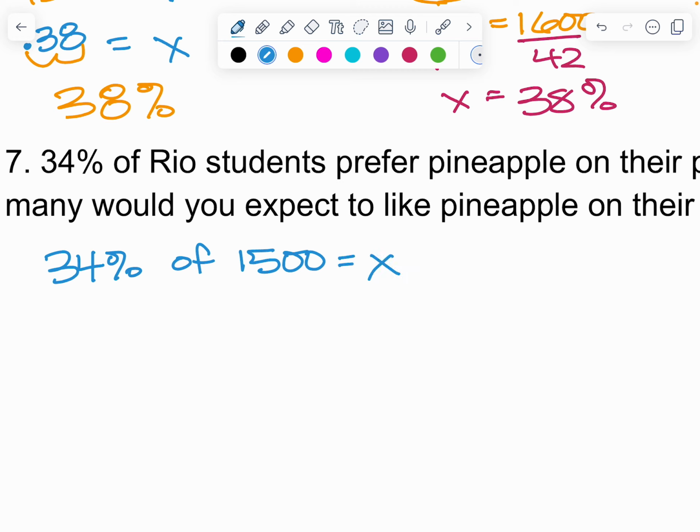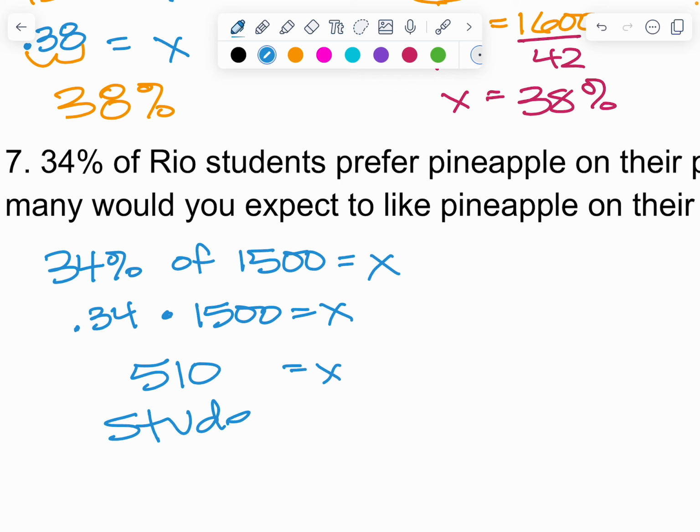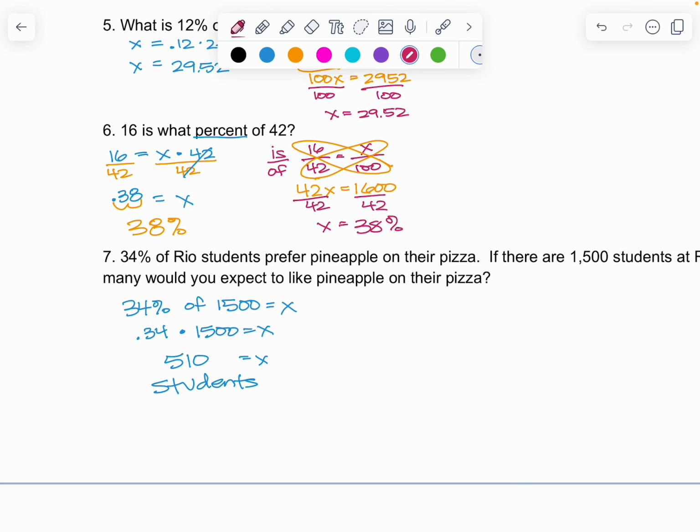All right, change this to a decimal. Of means multiply. There you go. I have 510 students. I'm also adding words to my answer because it's a word problem. All right, last problem. This is a nice, easy review, right?